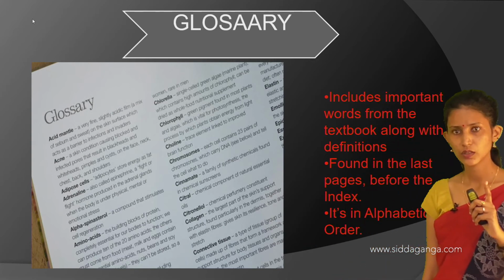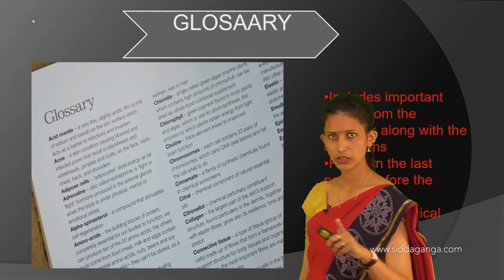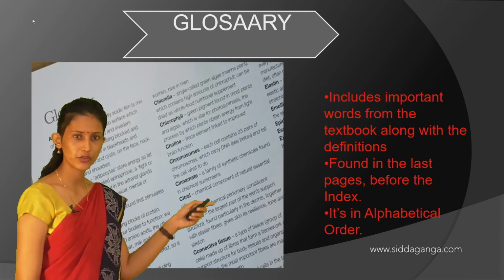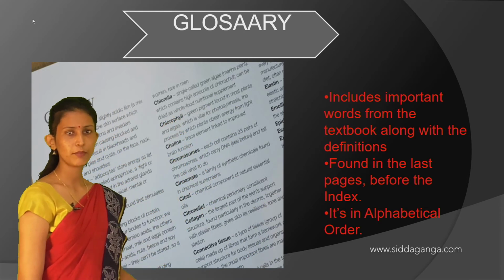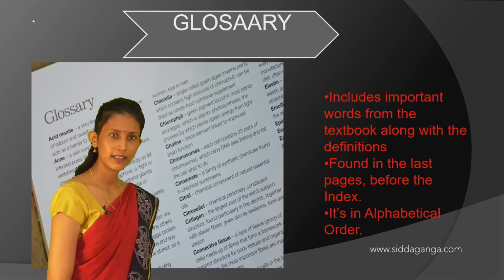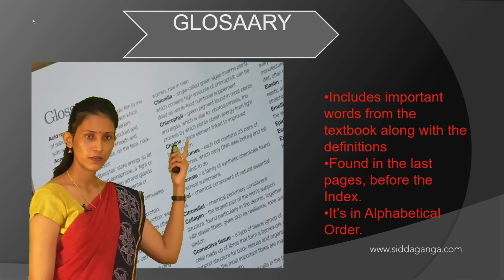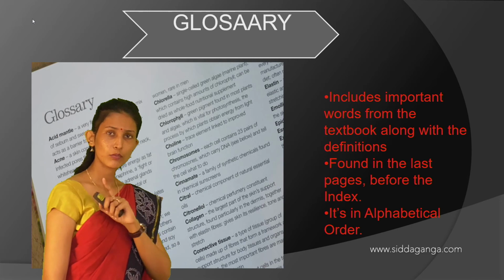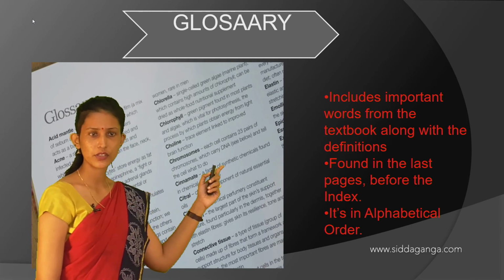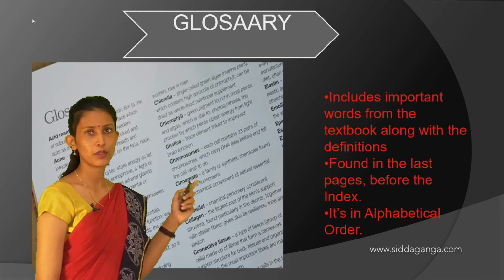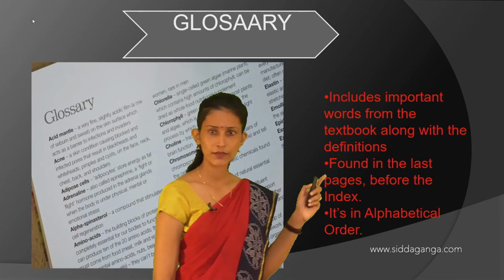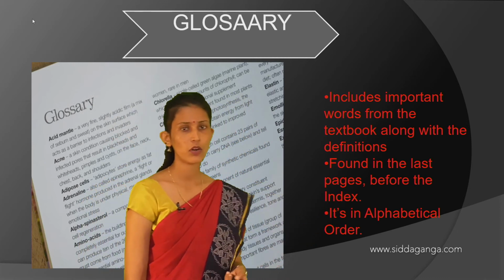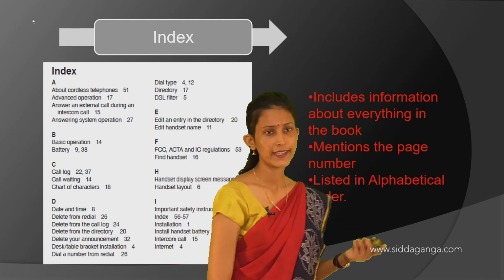A glossary is where you find the words that are difficult in the textbook, along with their definitions. Here you see chlorophyll, the green pigment found in most plants and algae, which is vital for photosynthesis, etc. The word chlorophyll is there in the textbook, so it's written here in the glossary for a definition and for your reference. This is always found in the last pages before the index page, and it is in alphabetical order. Then finally comes the index.